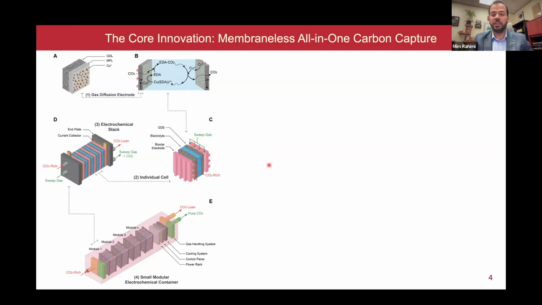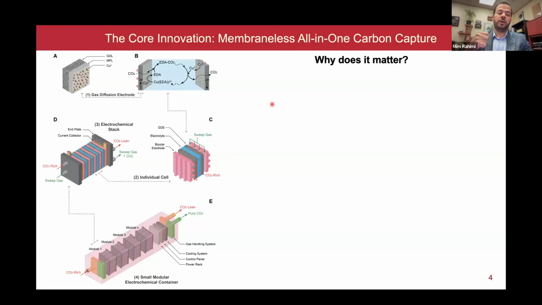But the key question is, why this? Why does this invention matter? I think we can leverage all the benefits that I mentioned, modularity and also the plug and play nature of this. But it all comes down to the economics of the process.